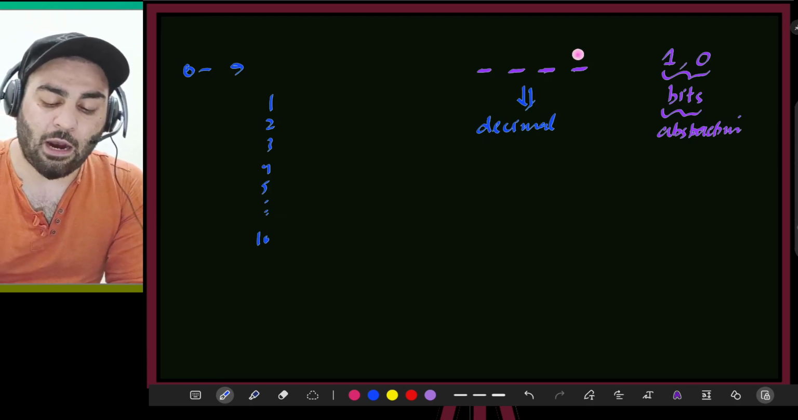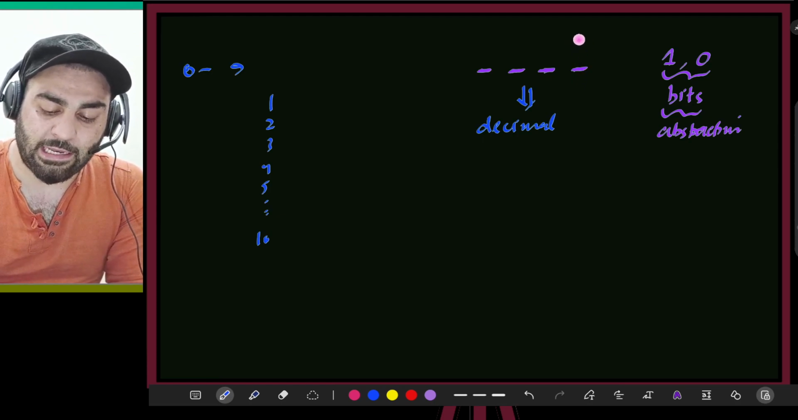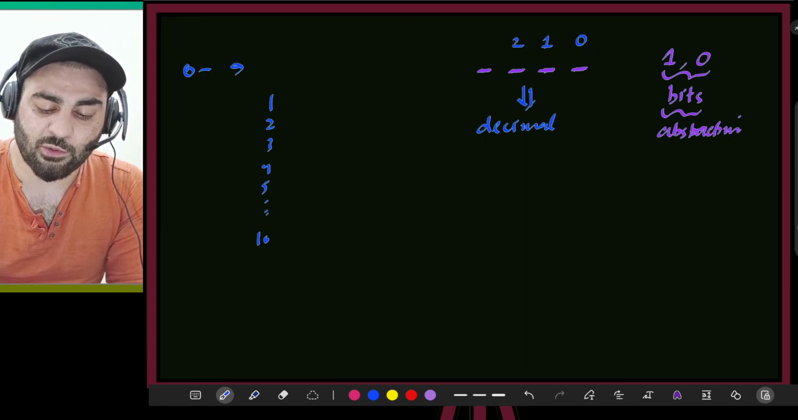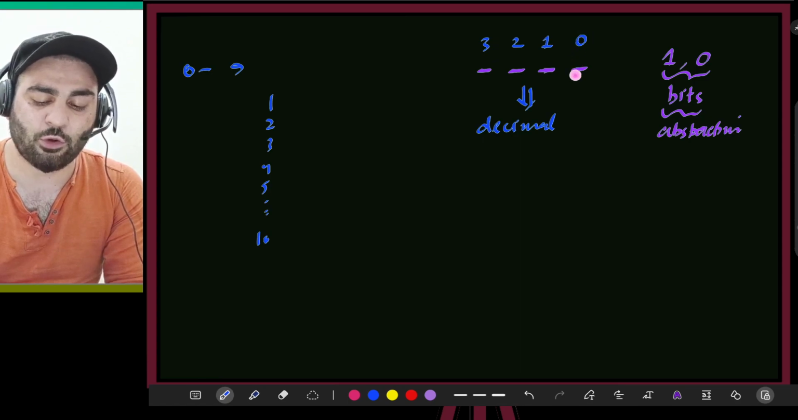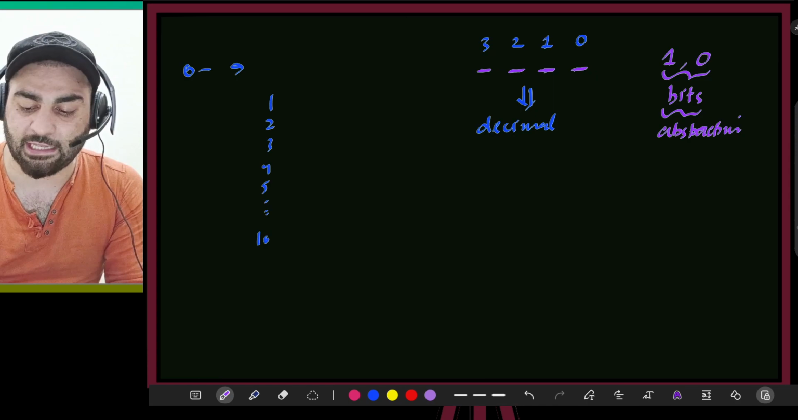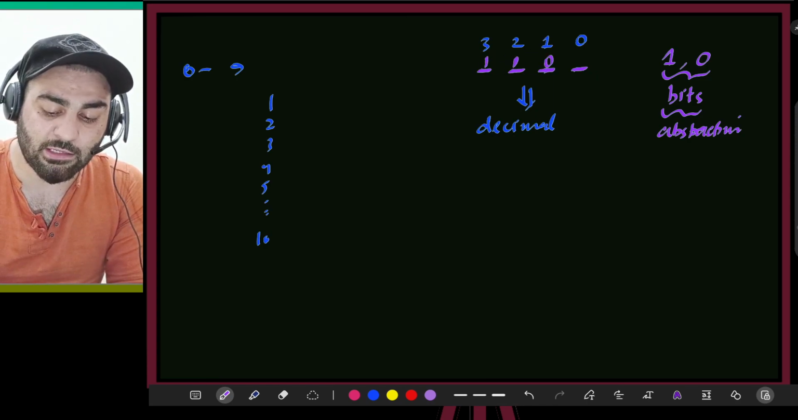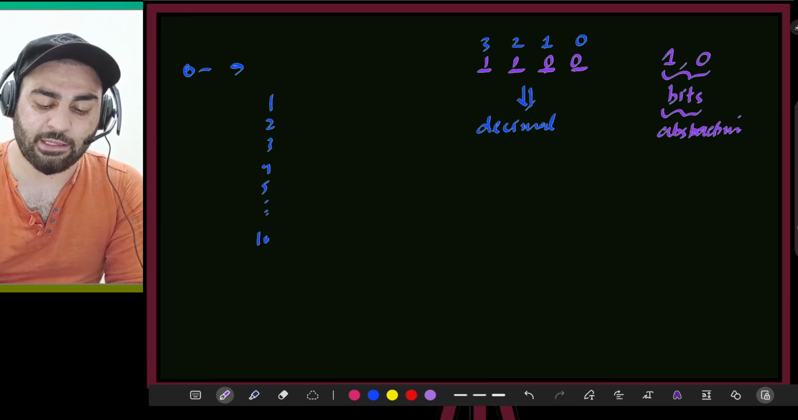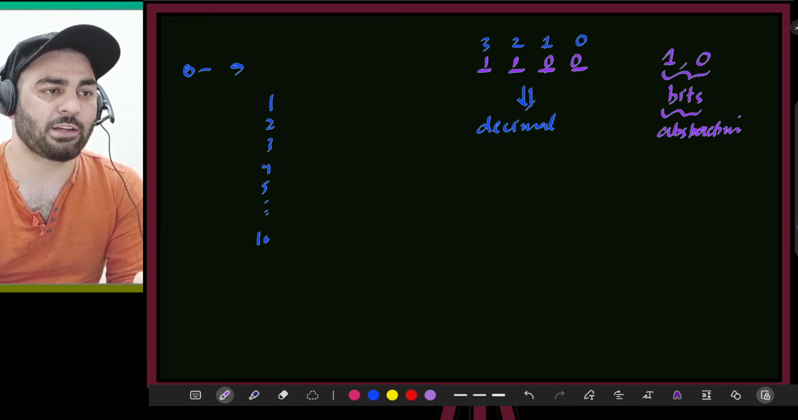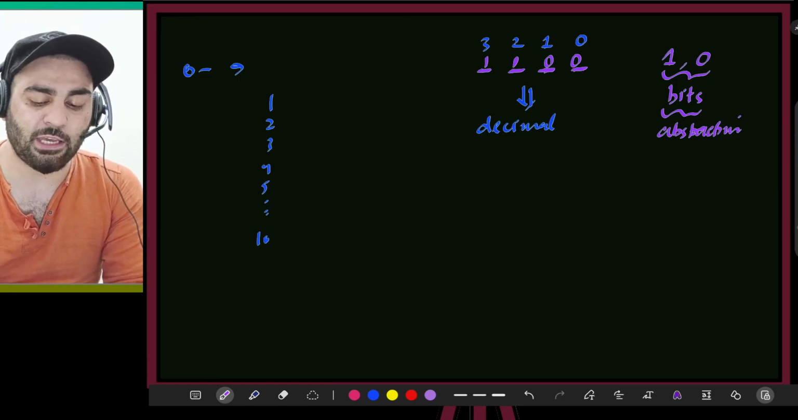Now how do we represent them? We can label the bits 0, 1, 2, 3. So I'm just labeling the numbers of the bits: this is the 0th bit, first bit, second bit, third bit. If something is written like this, say I write 1, 1, 0, 0, how do we convert this into decimal? The simple way is: decimal has 10 symbols, but here we have only 2 symbols.